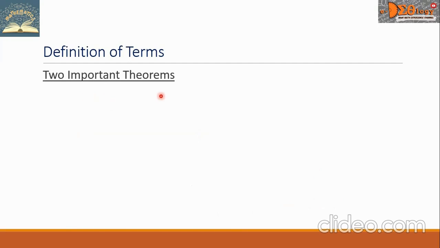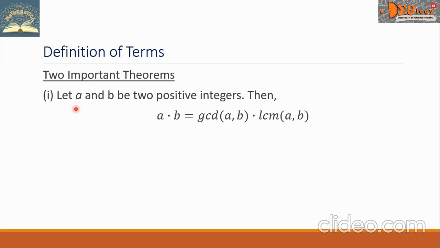There are two important theorems here that we will discuss. Number 1, let a and b be two positive integers. Then, a times b is equal to the GCD of the two numbers a and b multiplied by the LCM of the two numbers a and b.